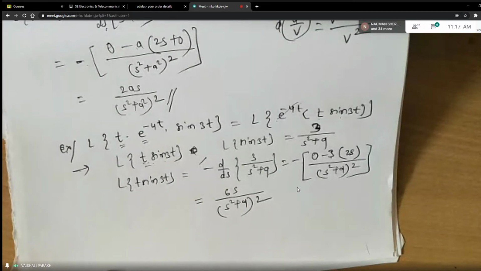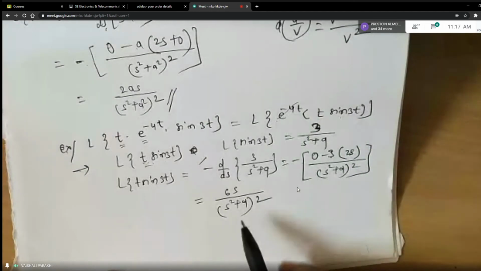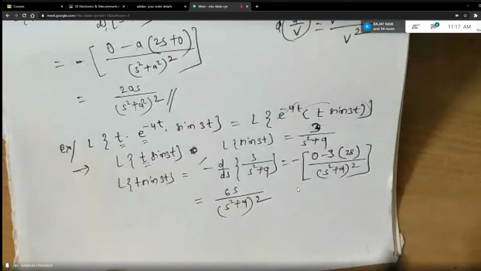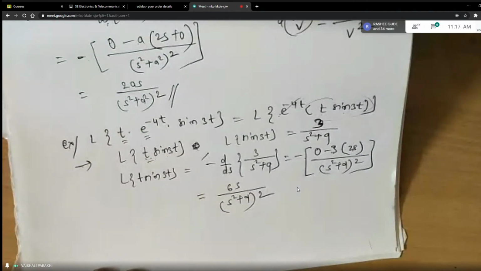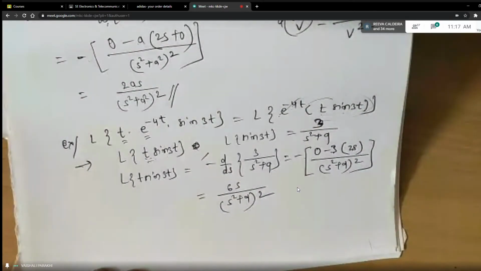Ma'am, I had a doubt. Don't we substitute s in the previous step? No, that we are doing in the last, no? We are using the first shifting property first. So what we have done, first we are ignoring e raised to minus 4t. This is the step we are doing, finding Laplace of t sine 3t. Once you get the answer for this, at the end of that, you will be replacing s by s plus 4. Okay.